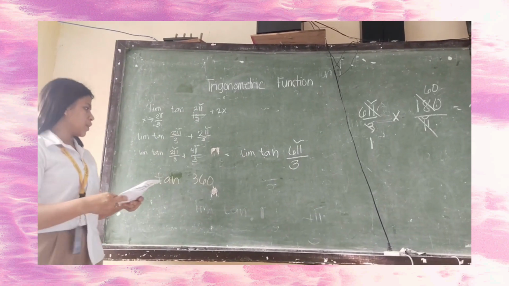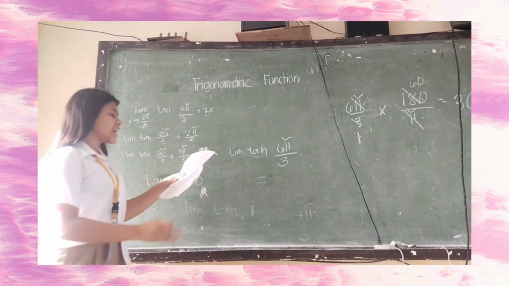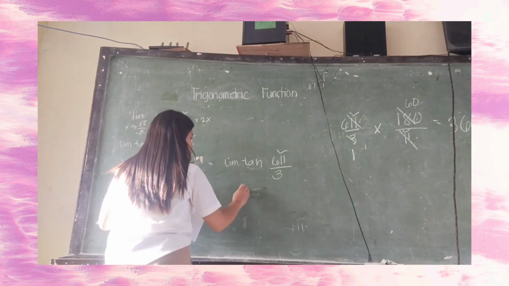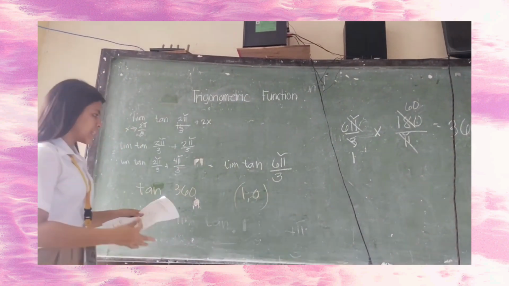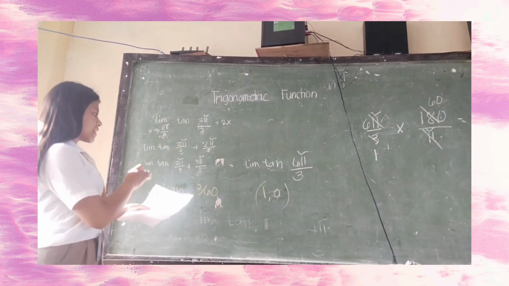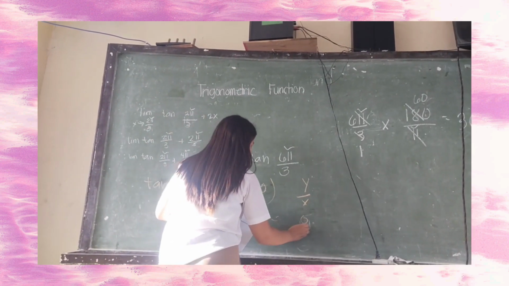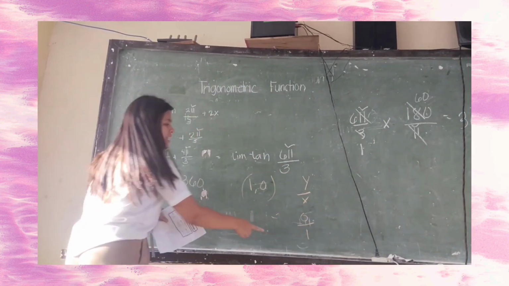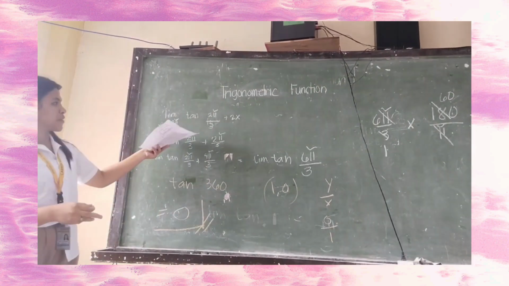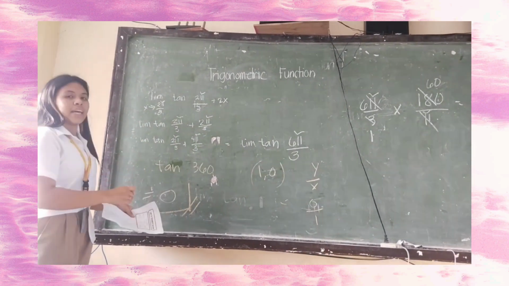By using the unit circle, we will locate the coordinate of 360 degrees. Based on the unit circle, the coordinate of 360 is simply (1, 0). Since it is a tangent, we will now base on the table where tangent is equal to y over x, which is simply equal to 0 over 1. So 0 over 1 is simply equal to 0. So the limit of tangent of 2 pi over 3 plus 2x as x approaches 2 pi over 3 is equal to 0.